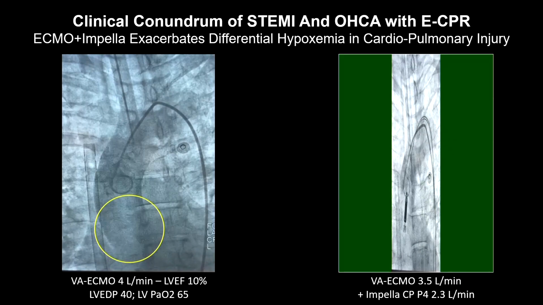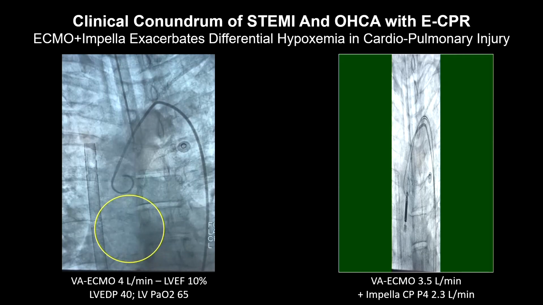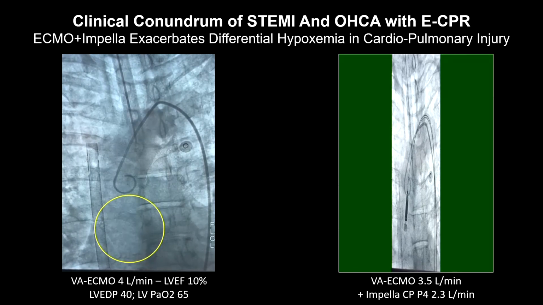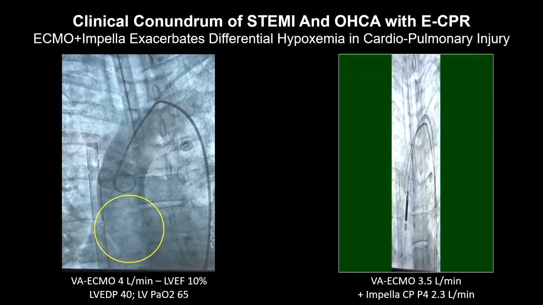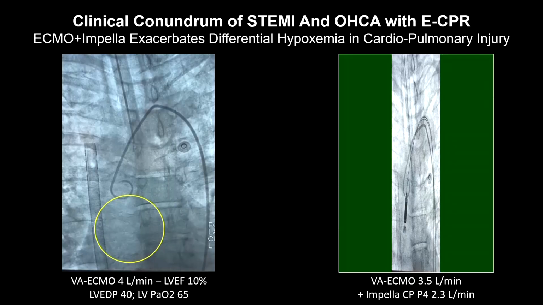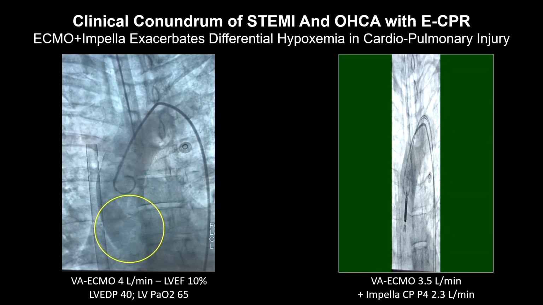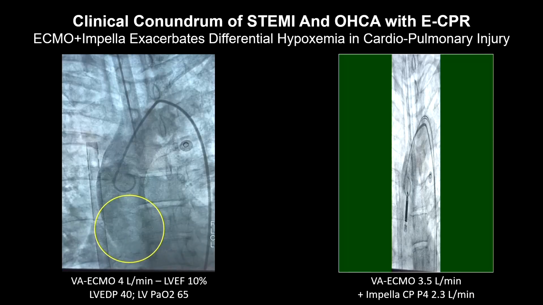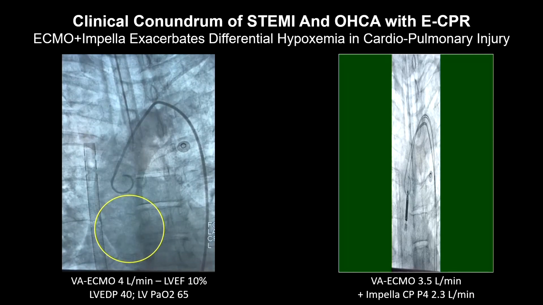And this is a new metric I want all the operators to start measuring, is an LVPaO2. So the LVPaO2 was 65 in this patient who had bilateral lung injury and also had cardiac impairment. And so what that tells me is if I put an Impella in, we're going to start driving more of that LVPaO2 up towards the brain of 65.